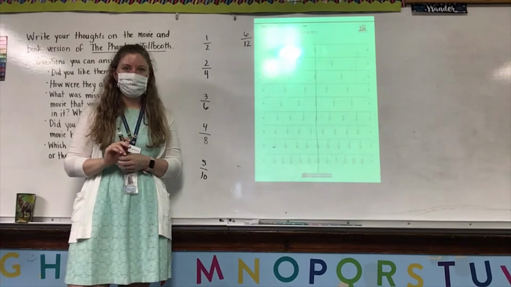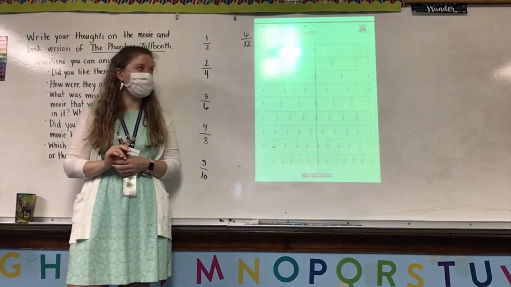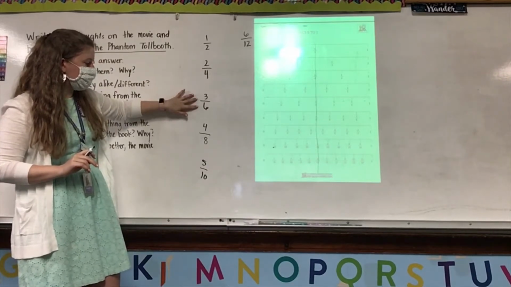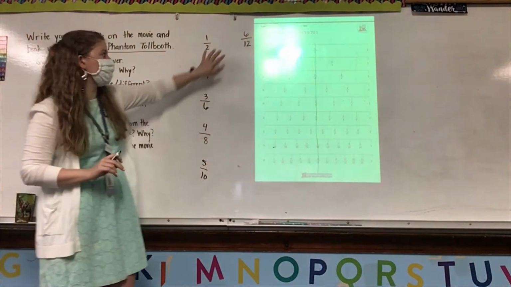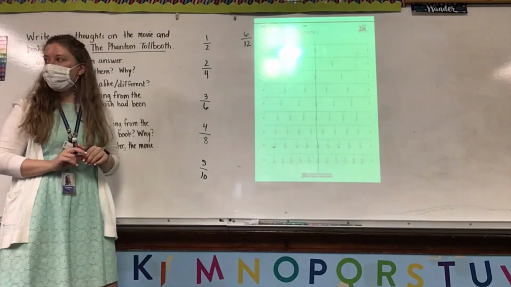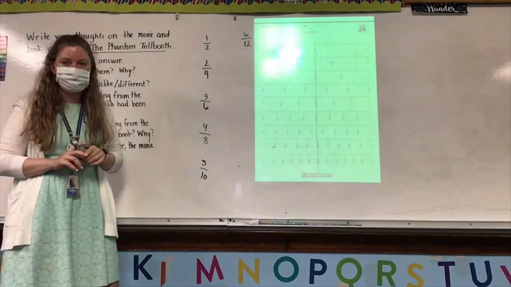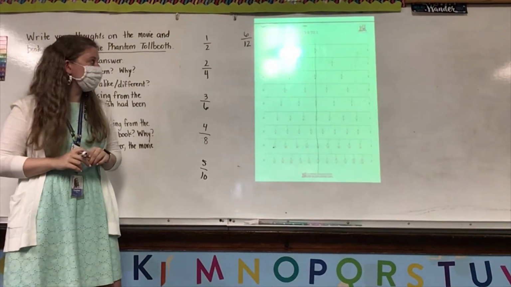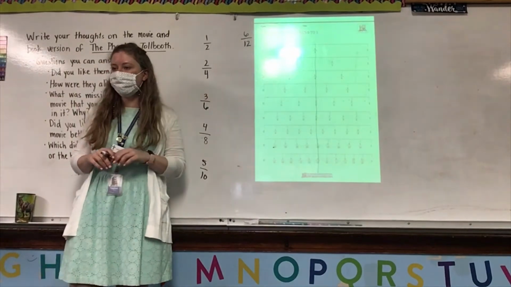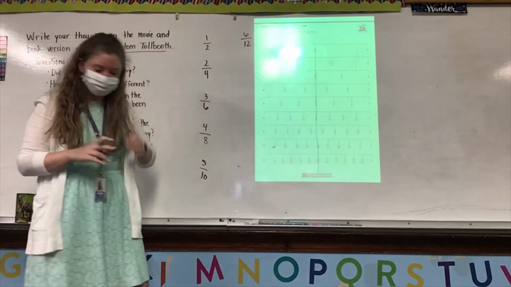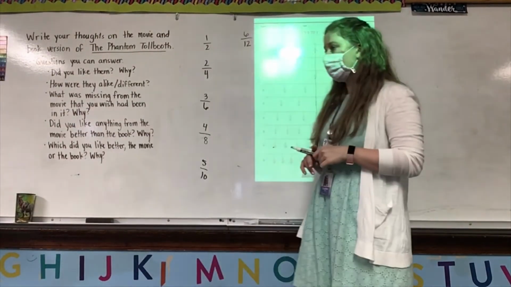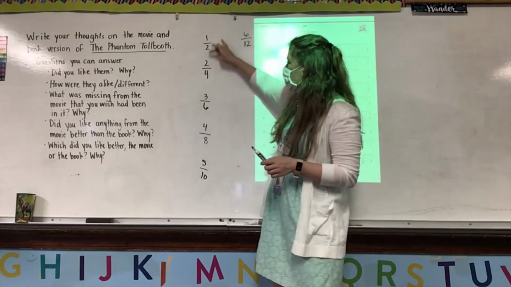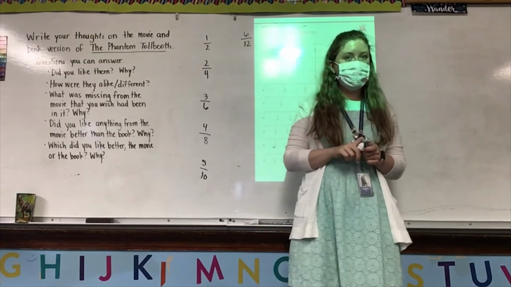But what do you notice about all of these fractions? 1/2, 2/4, 3/6, 4/8, 5/10, 6/12. Zari, what do you notice about all of these fractions? All the denominators are even. Okay. Anything else? Kingston? All the numerators are half of the denominators. Very good. So Kingston said all of the numerators are half of the denominators.